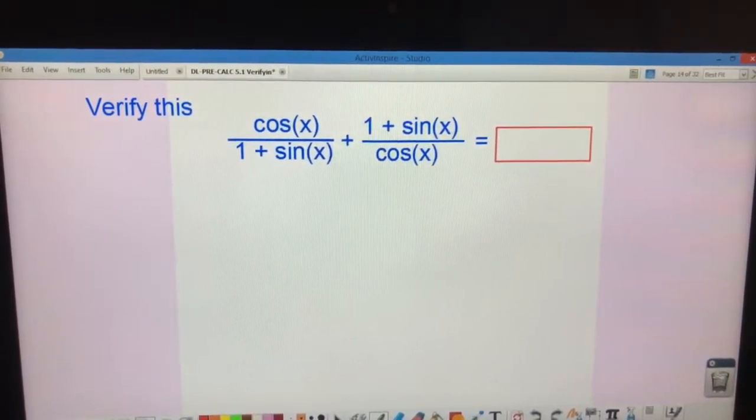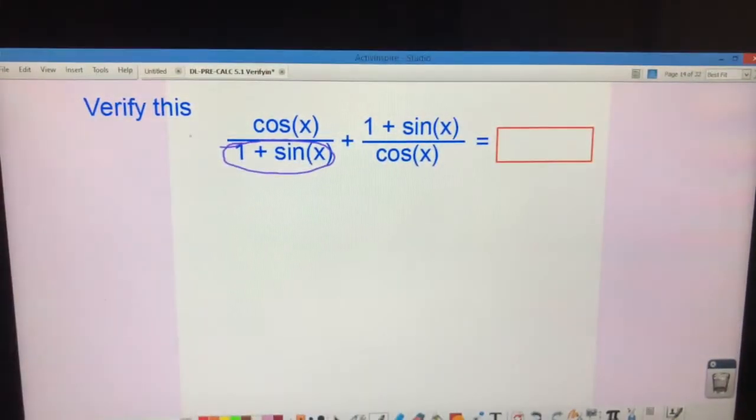All right, here is another type of verifying your trig identities. And again, this is Mr. S talking to you. This kind of problem is kind of complicated, but it's not too bad, okay? There is something that you must remember for the rest of your time in math classes.